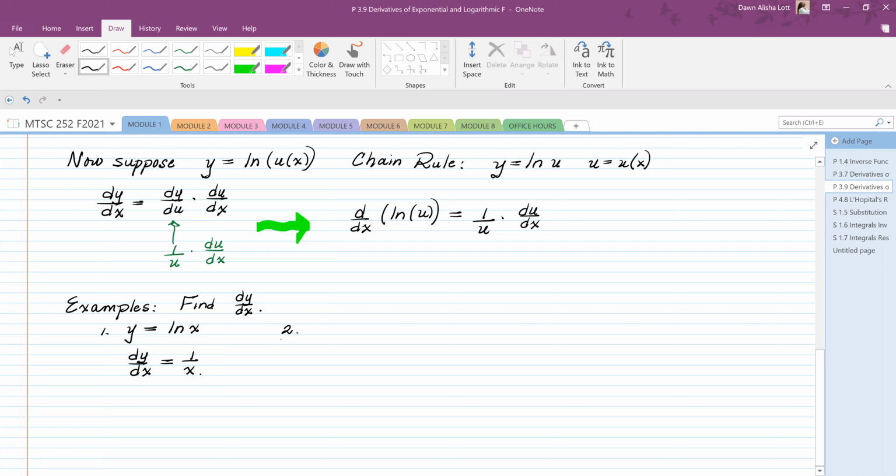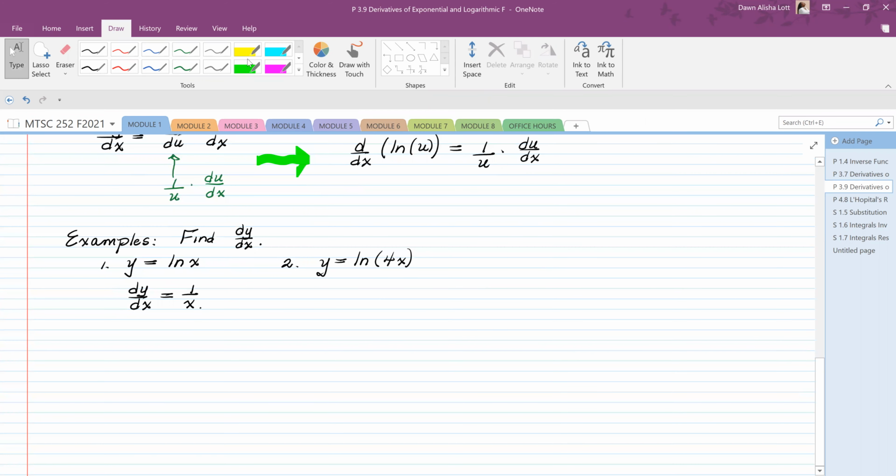Number two, y is equal to the natural log of 4x. Okay, so the rule says take and throw the 4x to the denominator. So we throw u to the denominator, so we're going to get 1 over 4x. Then we have to multiply by the derivative of 4x, and that's just 4. Oh my goodness, I get 1 over x again.